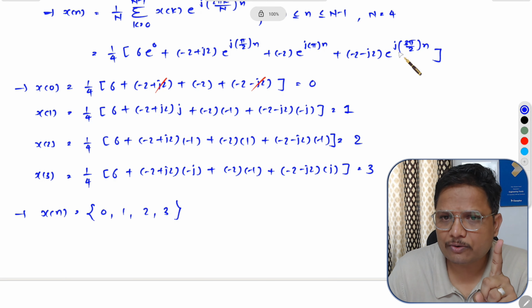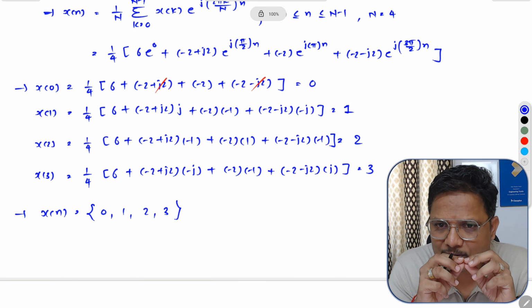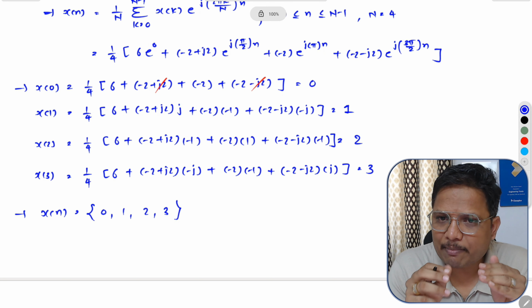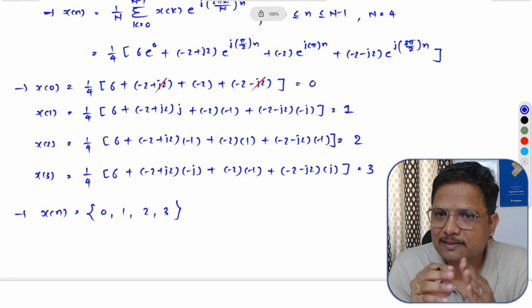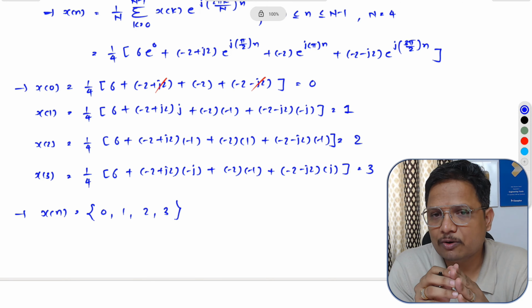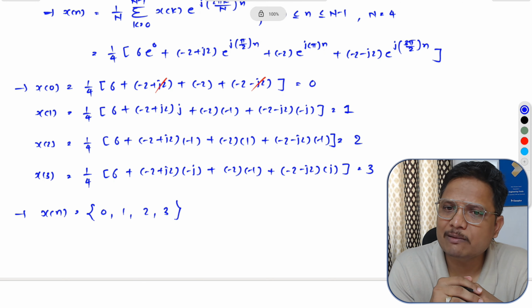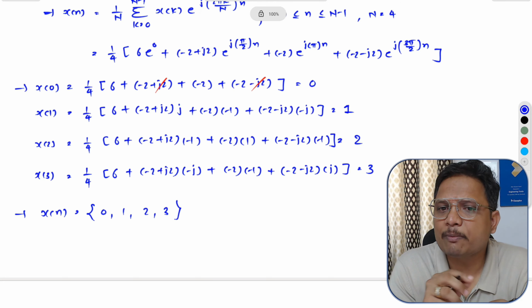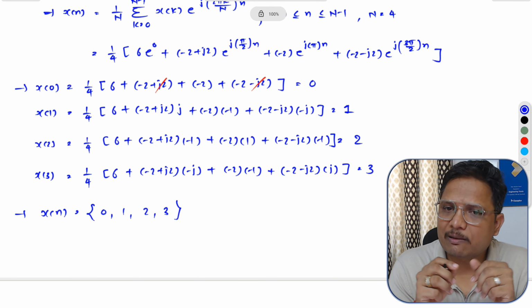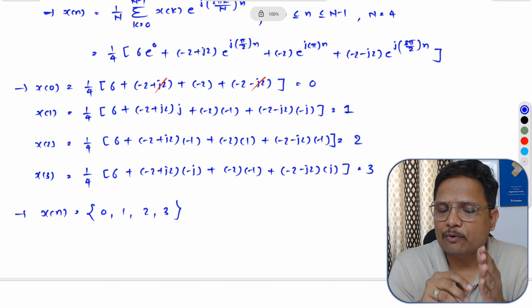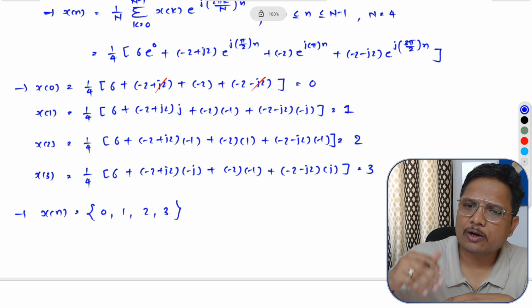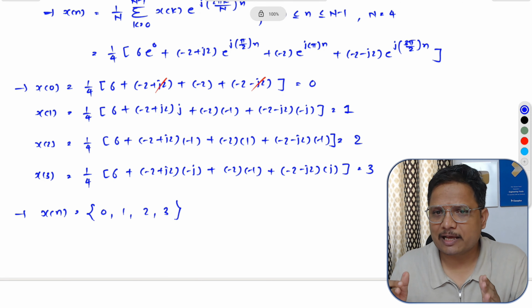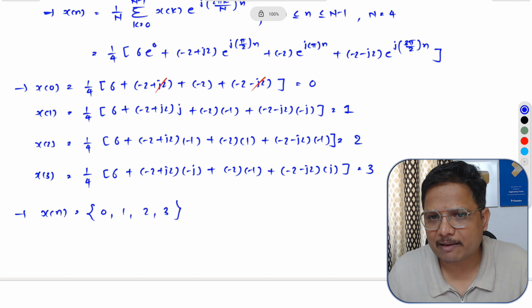So I request you to write down these values. e to the power j pi by 2 has to be cos of pi by 2 plus j sine of pi by 2, and one should know e to the power j pi by 2 will be plus j only. e to the power minus j pi by 2 will be minus j. Then e to the power j pi will be minus 1, e to the power j 2 pi will be 1, and so on. You should understand that calculation as per the practice which I am doing over here in my playlist.